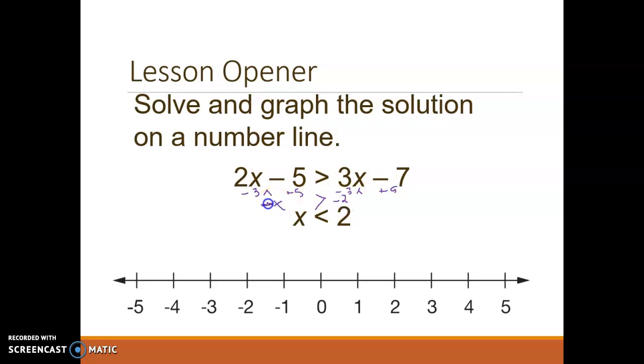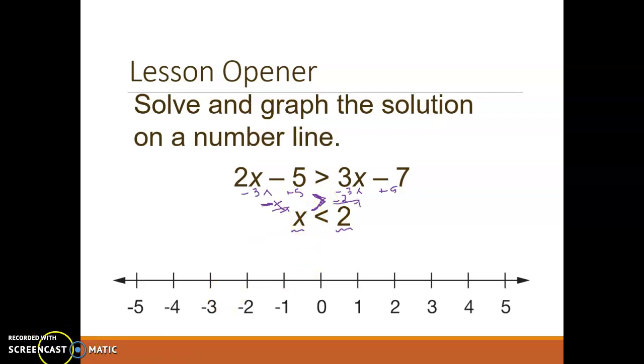But I don't want -x, so I've got to divide by -1. And when I do that, that switches my -x to a positive x. It switches my -2 to a positive 2. And of course, it switches the sign whenever you divide or multiply by a negative. So now I have x is less than 2.